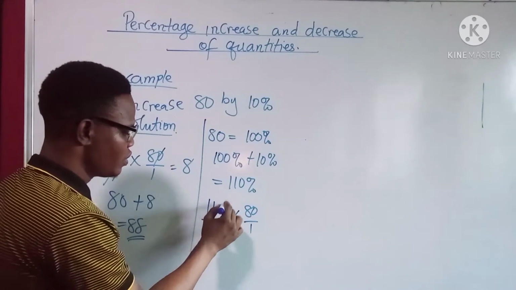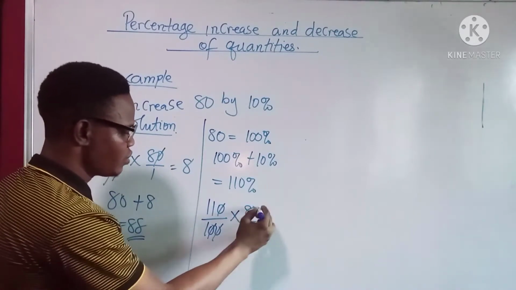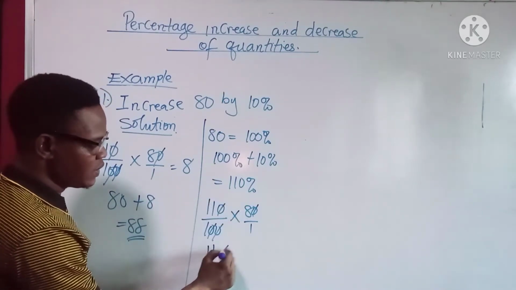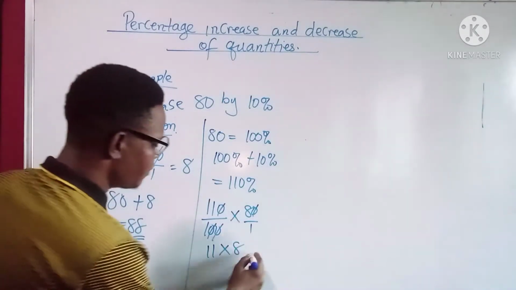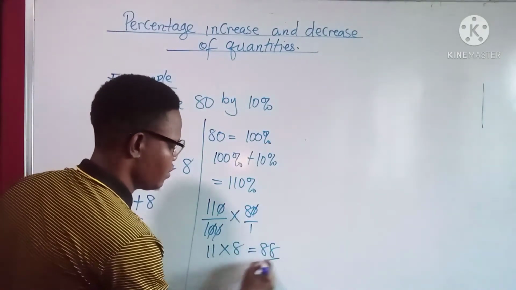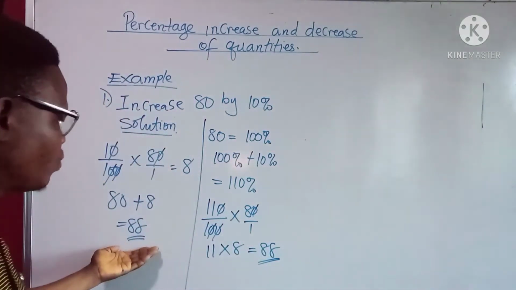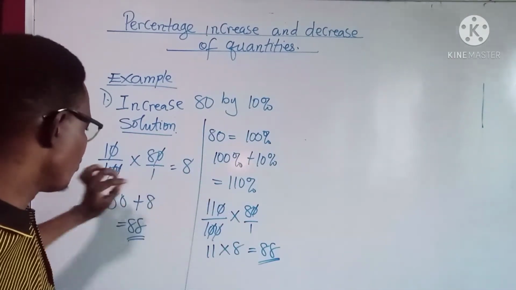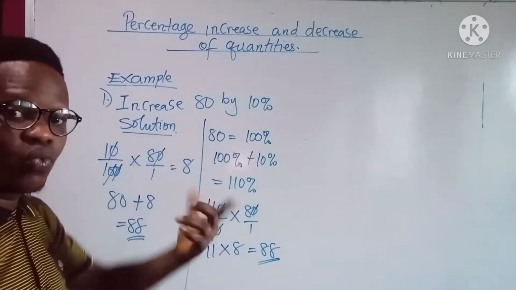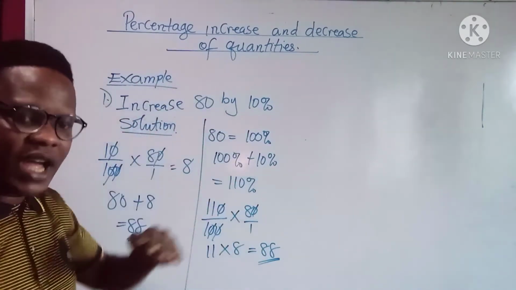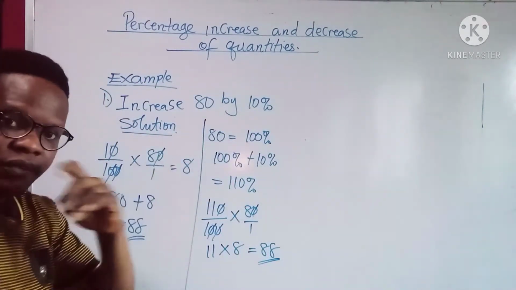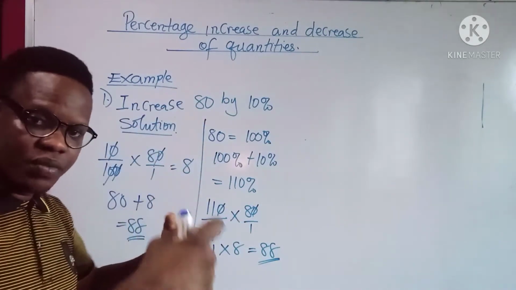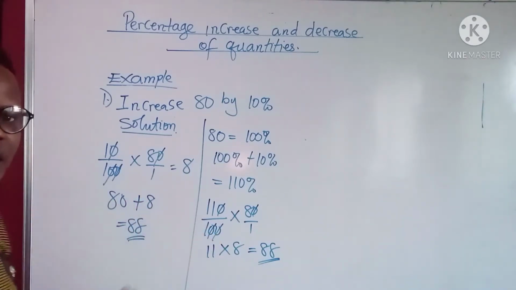So 0 cancels 0. 0 cancels 0. We're done with that cutting. Then we have 11 times 8. So 11 times 8 is 88. So you can go ahead and solve it this way, or go ahead and solve it this way. But if you look, something is common to both of them: we added here and we added here. Why? Because you are increasing. Anytime you are doing percentage increase, you have to add. But if it is percentage decrease, you subtract. So it is as simple as that.